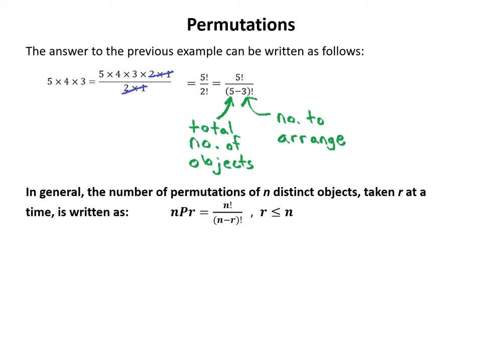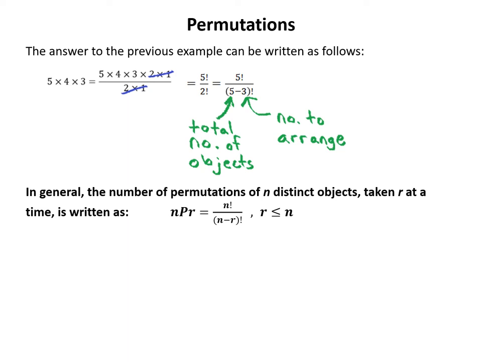Now, the answer to the previous example could also be written as follows. And we came up with the answer 5 times 4 times 3. But notice that we could write that as 5 times 4 times 3 times 2 times 1 divided by 2 times 1. Now, the reason we could do that is because the 2 times 1s would cancel from the top and bottom. Now, why would we even do that? Well, the point here is that if we did write it that way, then the top would actually be 5 factorial, based on the definition we just gave for a factorial, and the bottom would be 2 factorial. So the answer to this question would be 5 factorial over 2 factorial, which equals 5 factorial divided by the factorial of 5 minus 3. And notice that the 5 is the total number of objects, and 3 is the number of them that we want to arrange. So that gives us a general rule.